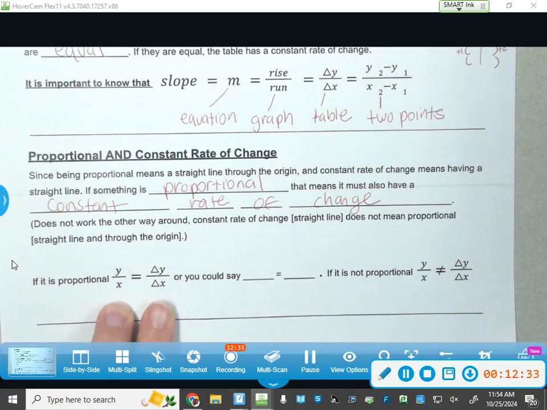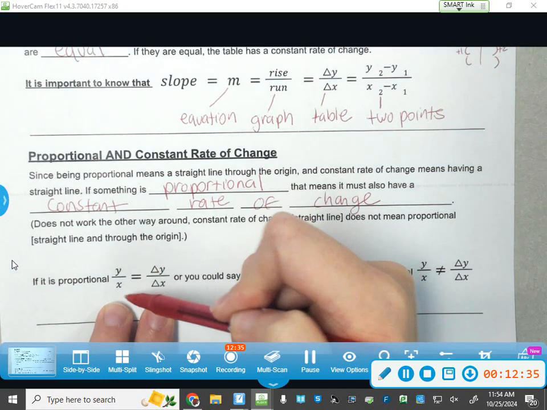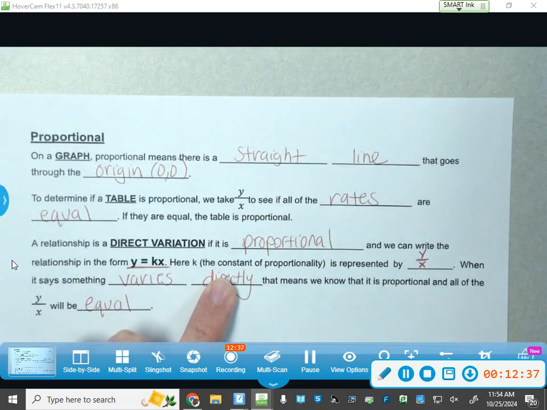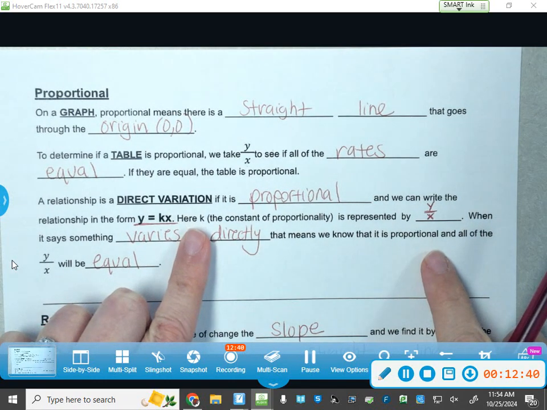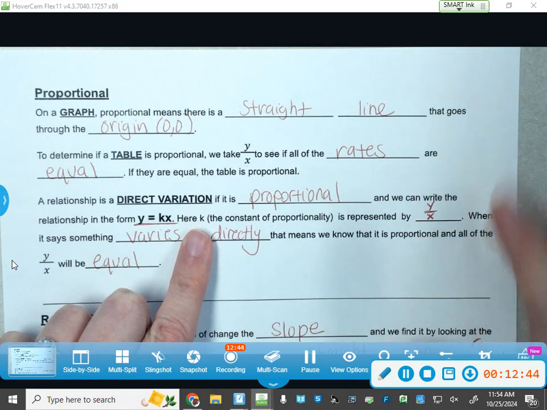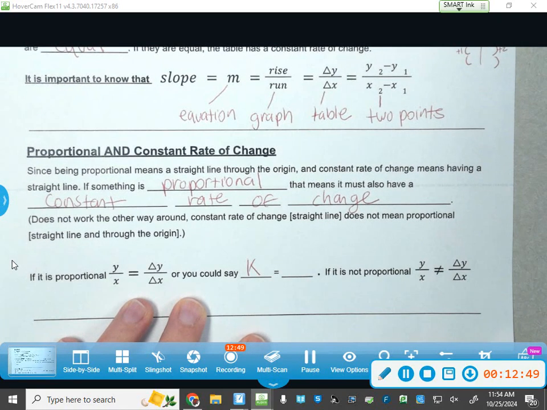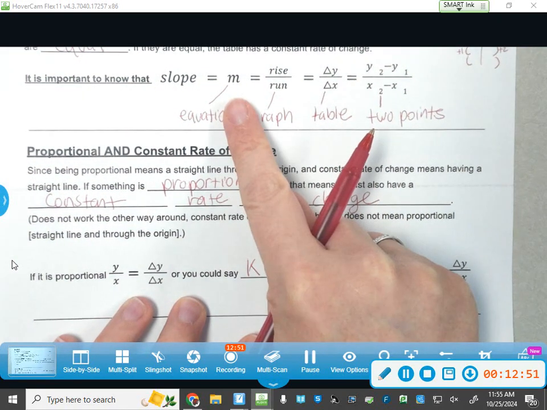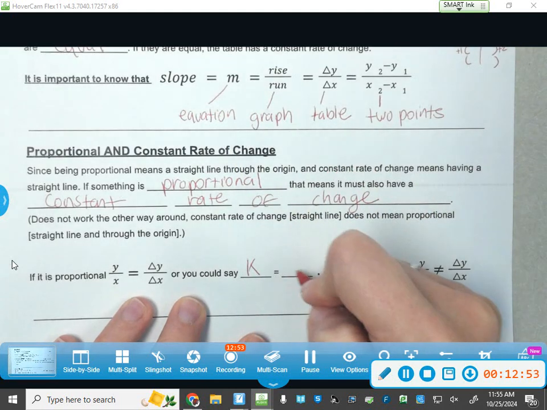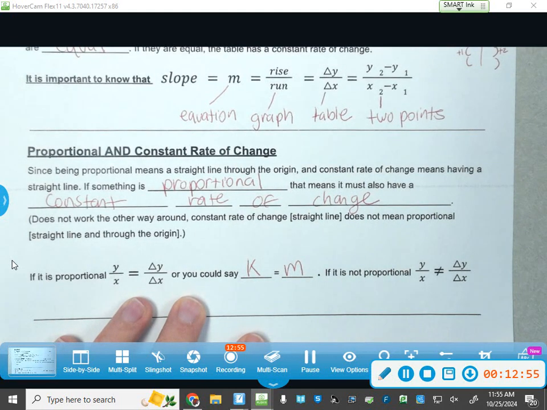The other way you could say this is y divided by x is what variable? K. And change in y over change in x is what variable? M. So if it's proportional, your k value and your m value will be the same number. If it's not proportional, they will not be the same number. Is that okay?